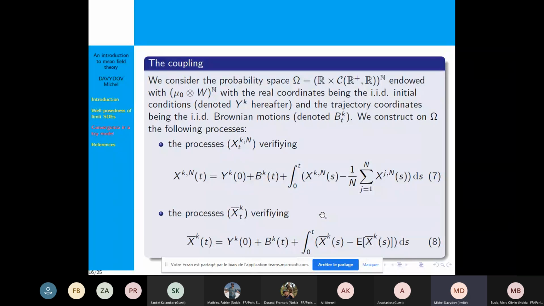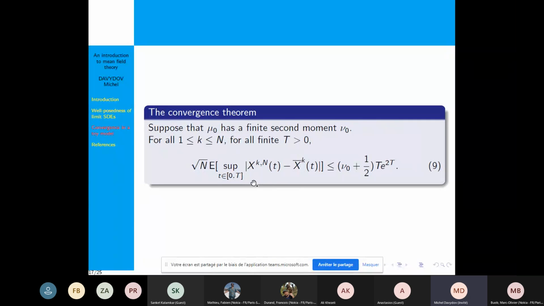Okay. So what is the result that we have? What we're going to show is the following convergence theorem, where the difference between the two solutions to the equations is bounded by something that goes in 1 over square root of n. And so we even have the speed of convergence. We make the assumption that at the initial condition the measure has a finite second moment, and just from that we can show that for all finite t, for all k between 1 and n, we have the following. When n goes to infinity, the difference will go to 0.